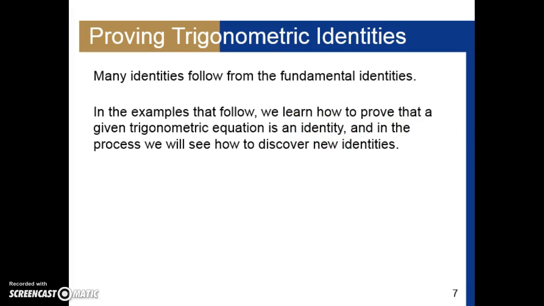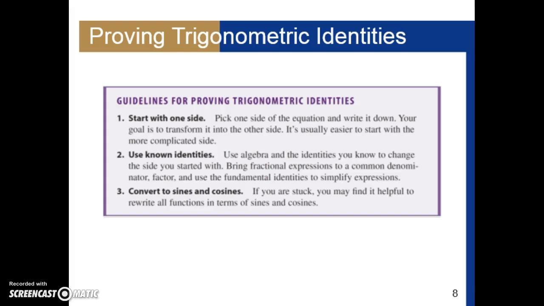So let's see how we can prove something is an identity. It is a three-step process. So let's look and see what we should do. The first thing we should do, by following the guidelines for proving identities, is to start on one side of our equation. We're going to have something equals something else. We're going to have a left-hand side on our equal sign, and a right-hand side on our equal sign. And so it says pick one side of the equation and write it down.